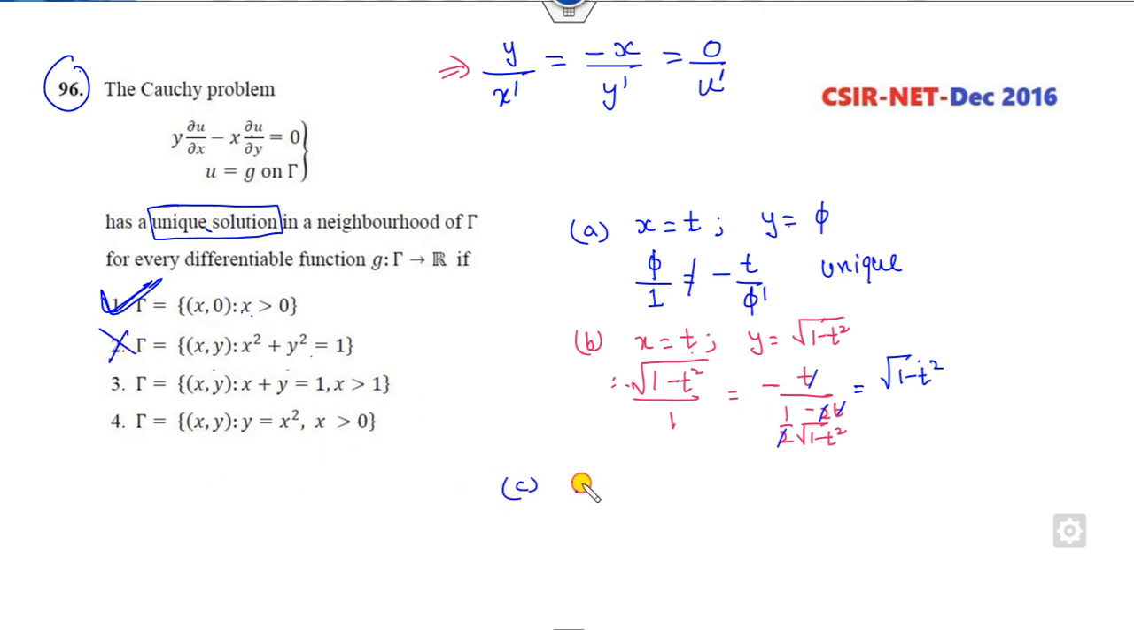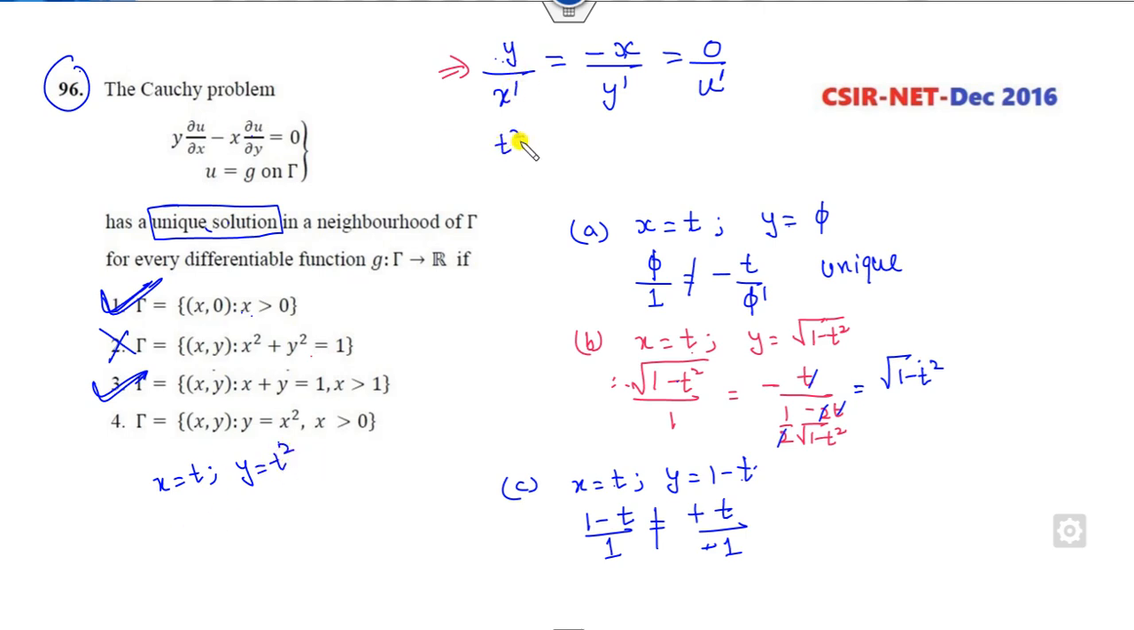C option, when I take x is equal to t, y is equal to 1 minus of t, so substitute here, so 1 minus t over x derivative, minus y, minus x, minus of t divided by here. So clearly they are not equal, because it is my t, but it is 1 minus t. For this case, x is my t, y is equal to t square. So substitute here, t square over 1, x is my t, derivative is my, so again they are not equal. This is also the right answer. So A, C and D are my correct answers of this problem.